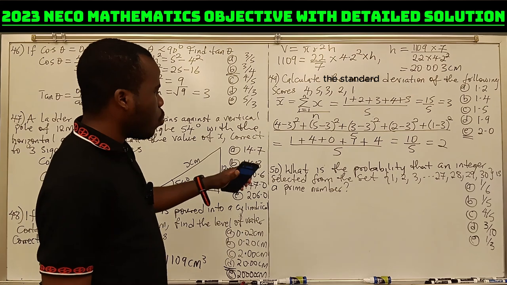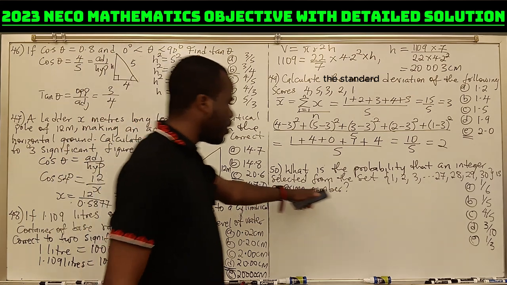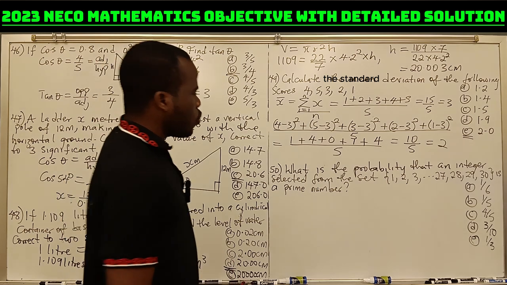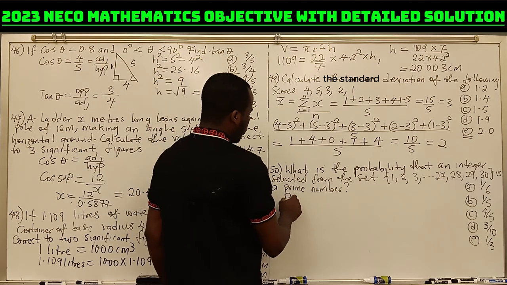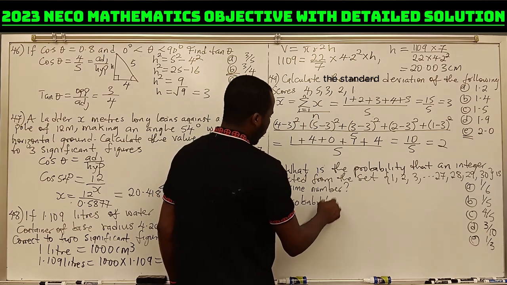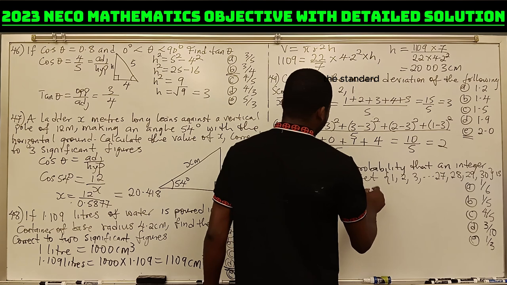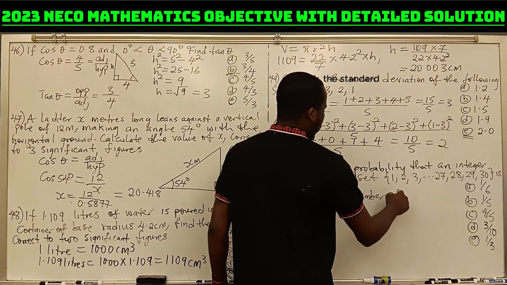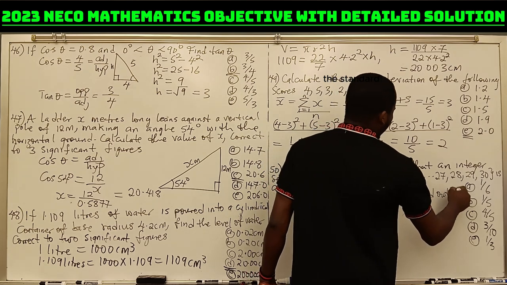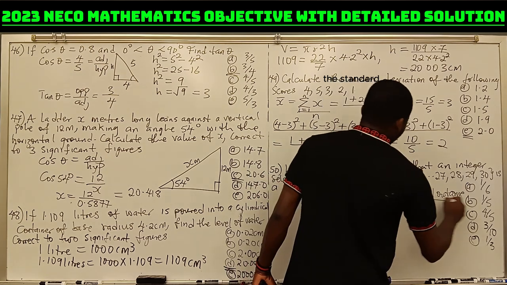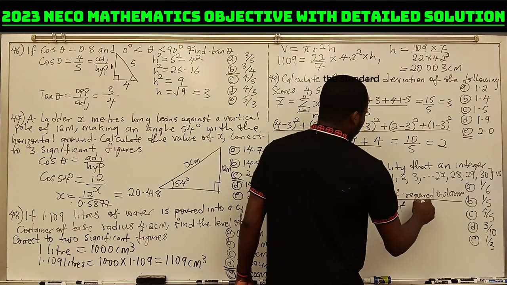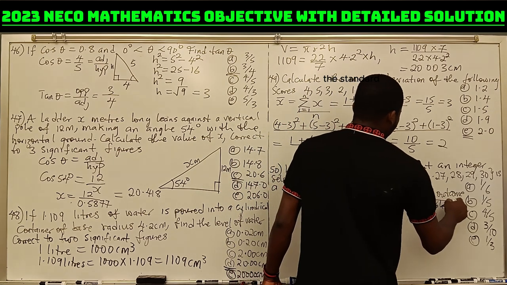Next question says, what is the probability that an integer selected from the set 1 to 30 is a prime number? So remember, probability is number of required outcome over number of possible outcome.